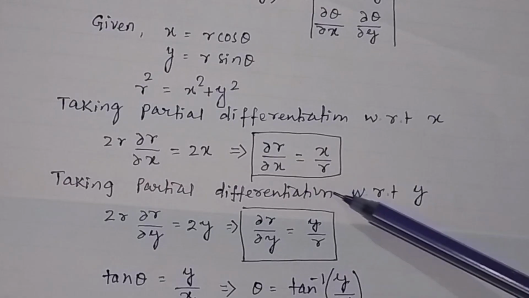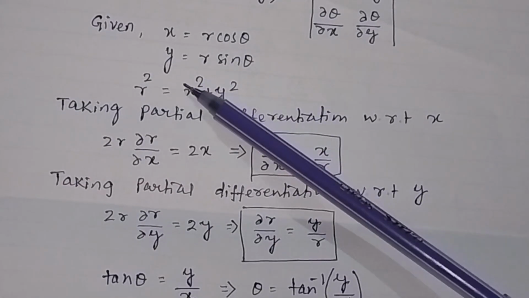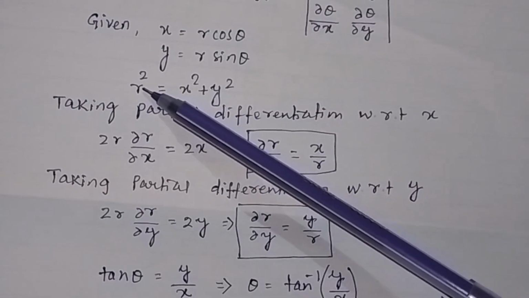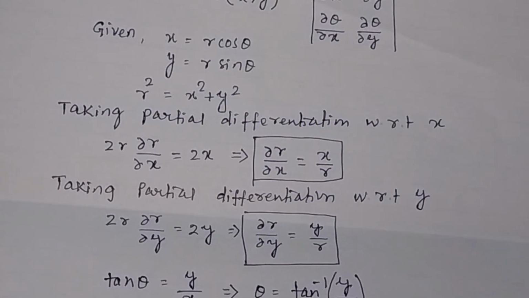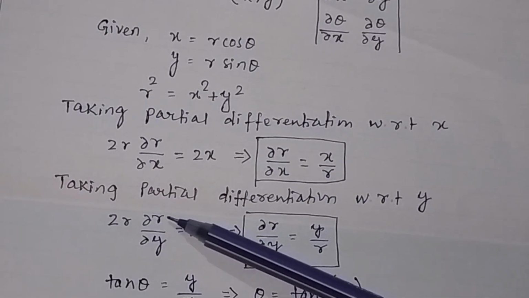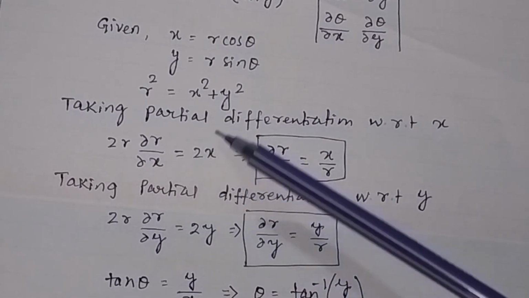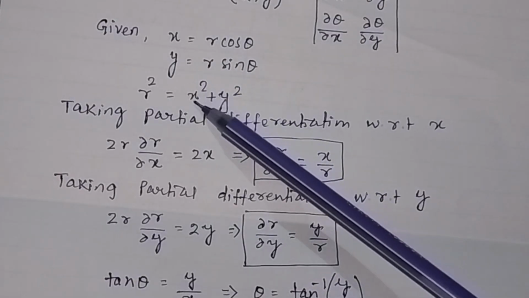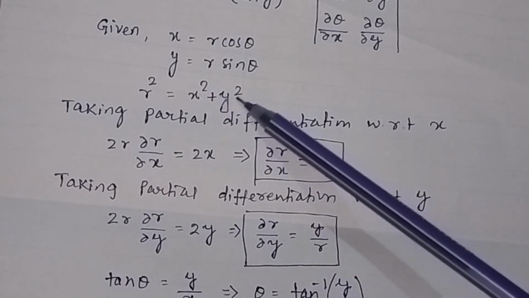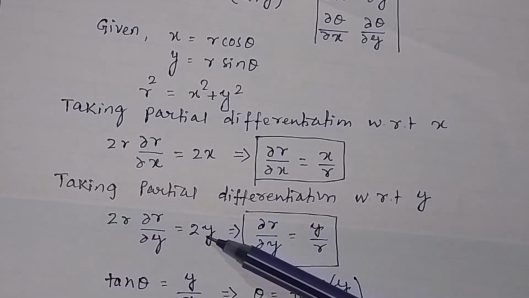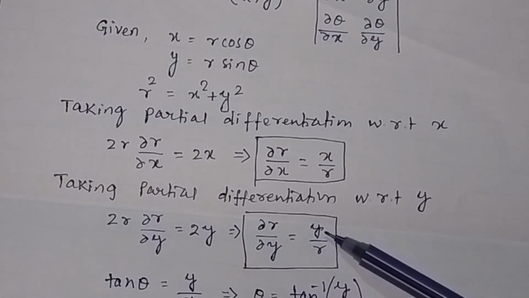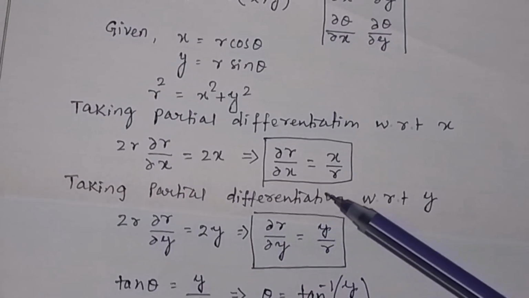Similarly, if you take the partial derivative of r square equals x square plus y square with respect to y, the left hand side will be 2r times the partial derivative of r with respect to y. For the right hand side, the partial derivative of x square with respect to y is 0, and the partial derivative of y square with respect to y is 2y. So the partial derivative of r with respect to y is equal to y divided by r.